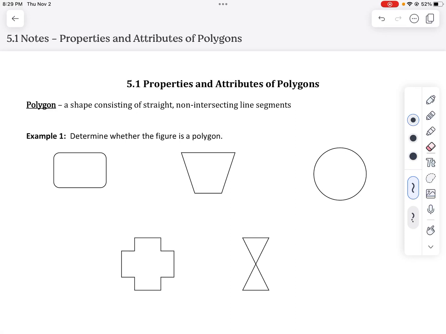Today we are starting Chapter 5, and the first section is Properties and Attributes of Polygons. The definition of a polygon is a shape consisting of straight, non-intersecting line segments. So we did a lot of work with triangles in the last chapter. A triangle is a shape that has straight, non-intersecting line segments. So we've already seen one kind of polygon in Chapter 4.